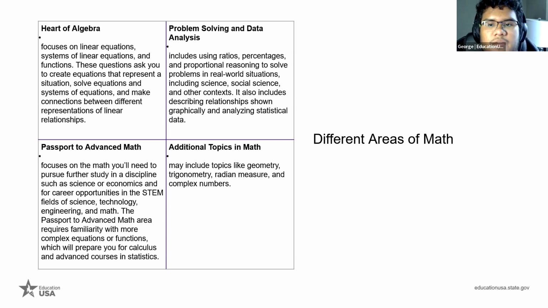The last area of math here is just additional topics in math, and these may include topics such as geometry, trigonometry, radian measure, and complex numbers. This is like the kind of subjects that are not necessarily covered in these other two. So they can be of various types. We'll go over a little bit of that too.